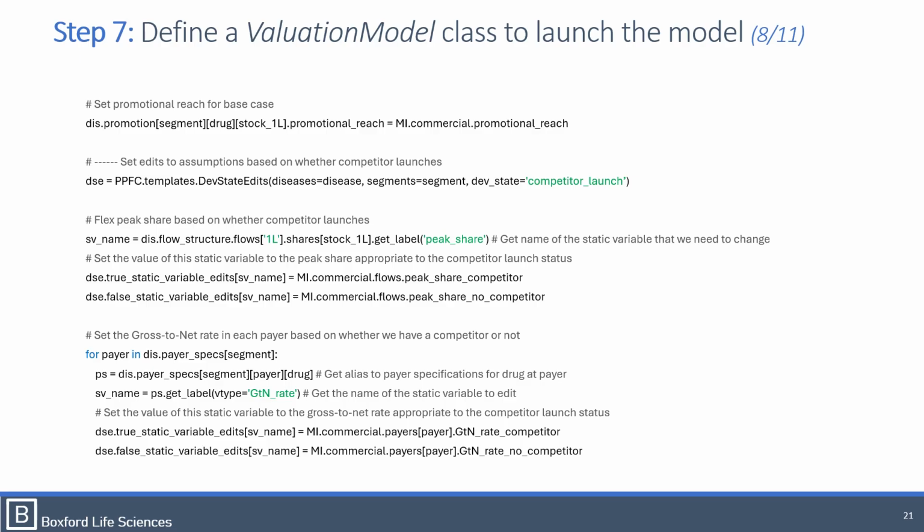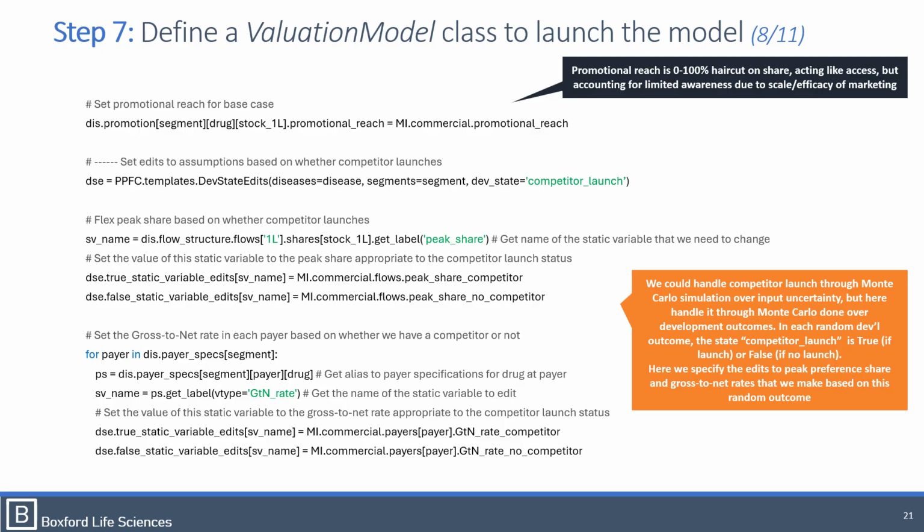Now we're going to add the development state edits to make assumptions in peak, preference share, and gross to net contingent upon whether a competitor launches or not. So here we use another template called dev state edits for this disease and our segment in the US, and we're going to specify a number of edits to make based on whether the value of the development state competitor launch is true or false.